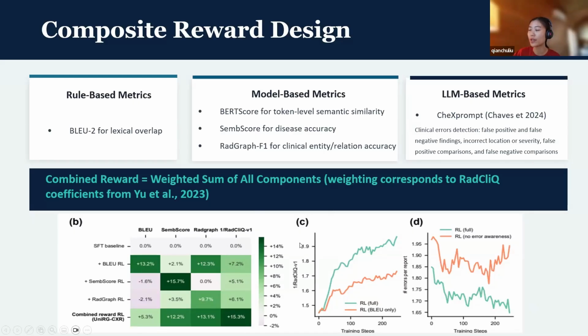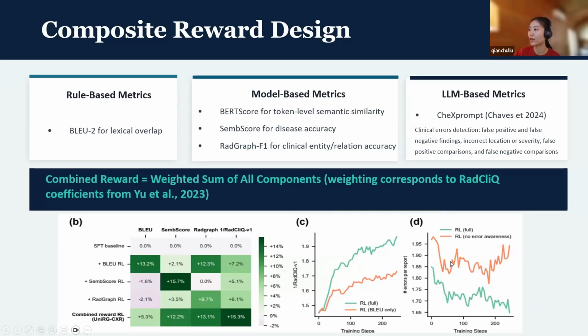And similarly, in figure C, we show the training trajectory of training only on a single metric versus training on the combined metrics. You can see the trajectory changes quite a bit, and it differs quite a bit in terms of incorporating the full score.